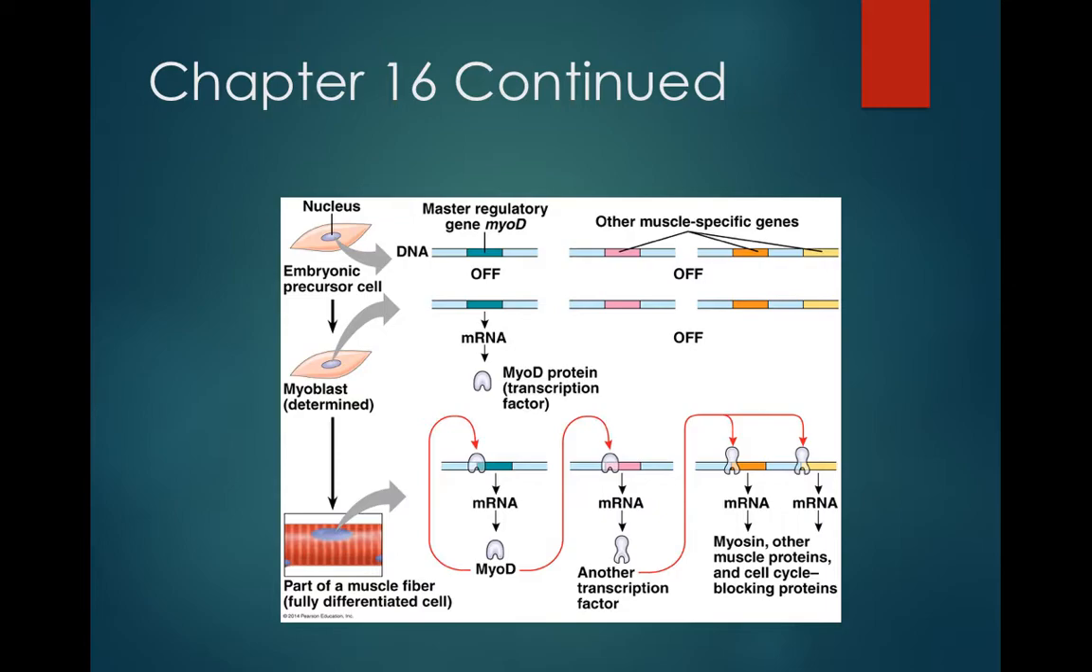But certain things in its environment turn them into muscle cells. That one thing is called a master gene, called MyoD. MyoD is a master regulatory gene that binds to various genes and stimulates their expression, or in other words, turns them on. Once this happens, the cell is no longer a precursor, and it is called a myoblast, which is a determined skeletal muscle cell.